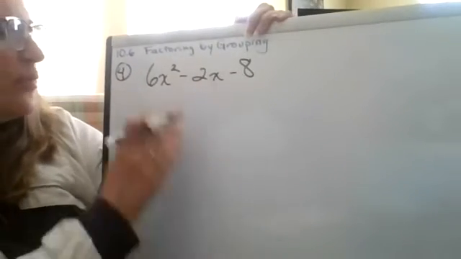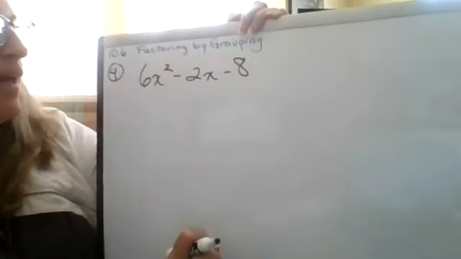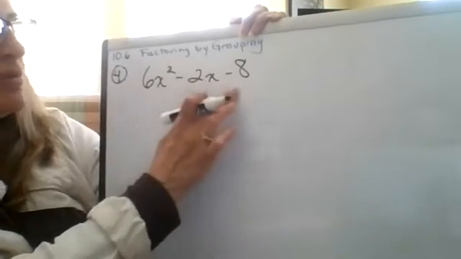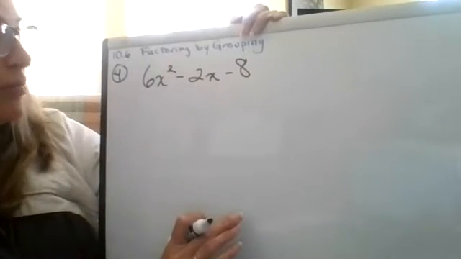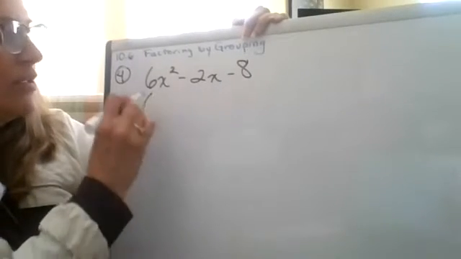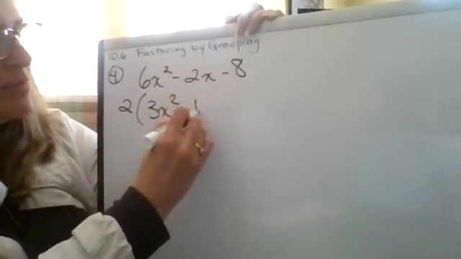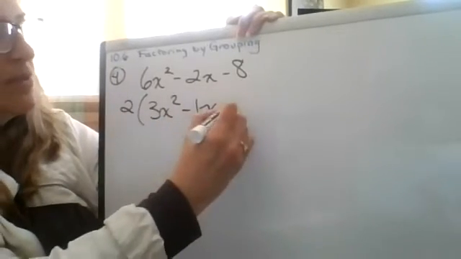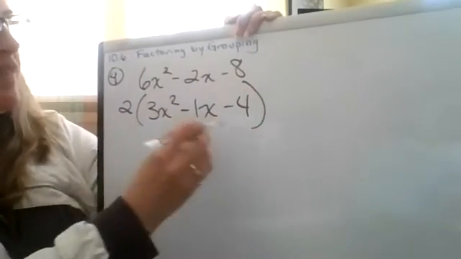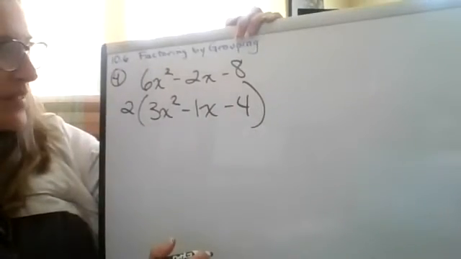For example, number 4, I'm looking at this and I can see that I have a common factor that can come out of all 3 terms before I even start the other process. So I could take a 2 out of all these. So let me do that. So what I'll have then is 2 times 3x squared, 2 times -1x, and 2 times -4. And at this point then I can multiply my 3 and my 4 together and begin the process.